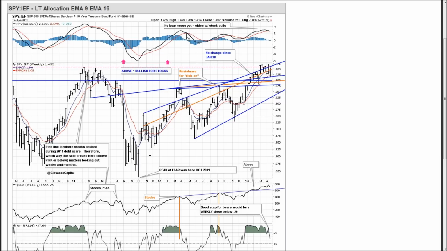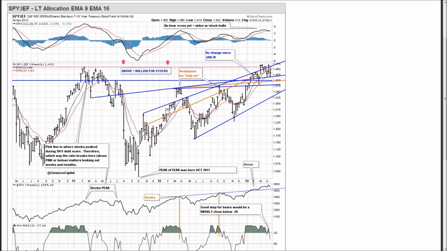Here you can see you had a bearish PPO cross. And if I come down, stocks corrected. Bearish PPO cross for the ratio. If I come down, stocks corrected here where the cursor is. This week we saw another bearish PPO cross for the ratio of SPY relative to IEF.